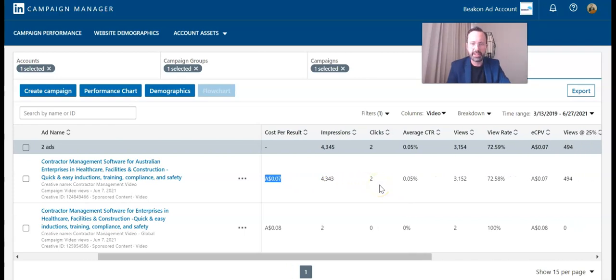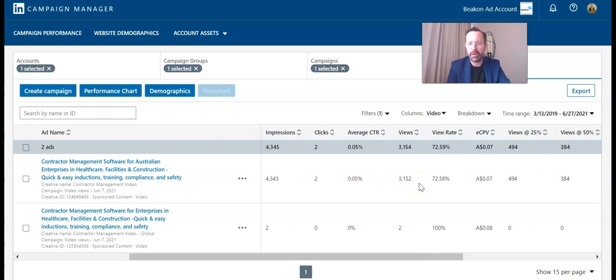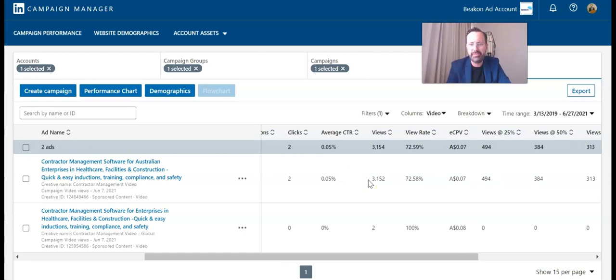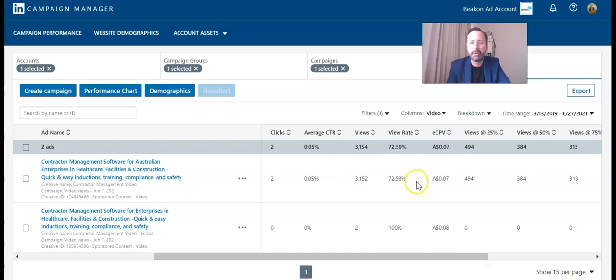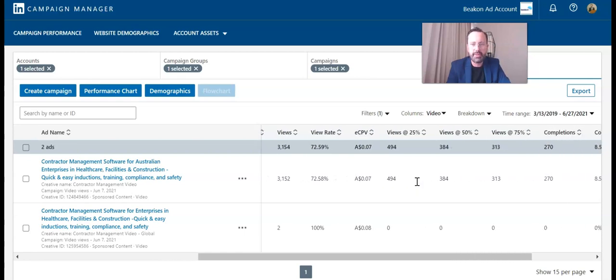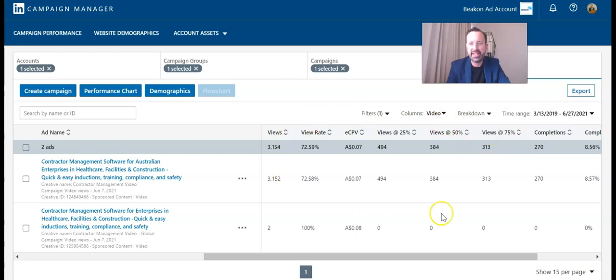But what we really want to get into is how many people actually watched 25% of the video, 50% of the video, etc. Now you can look at impressions and clicks, but that's not what we're optimizing for. And we see the click-through rate, 0.05%, not spectacular, but who cares, right? We're not trying to optimize for clicks. We're going to do that later, and that's going to be follow-up campaigns that we run with LinkedIn. So the most important information here is going to be in this side of the video metrics.